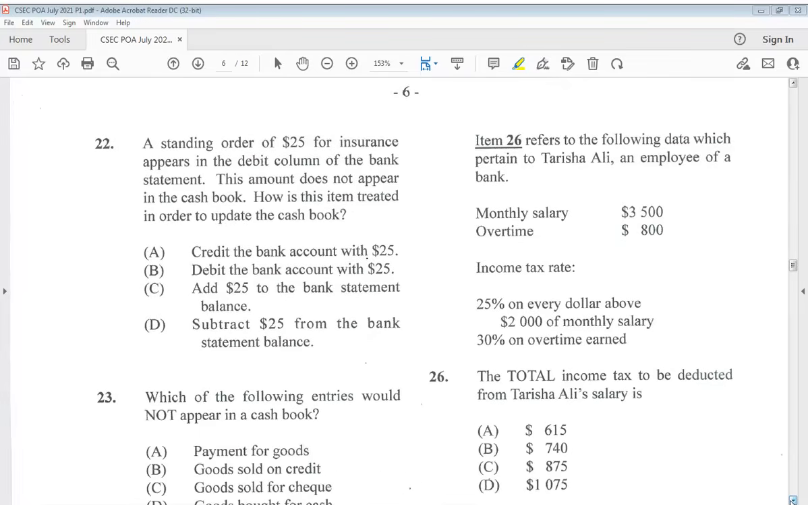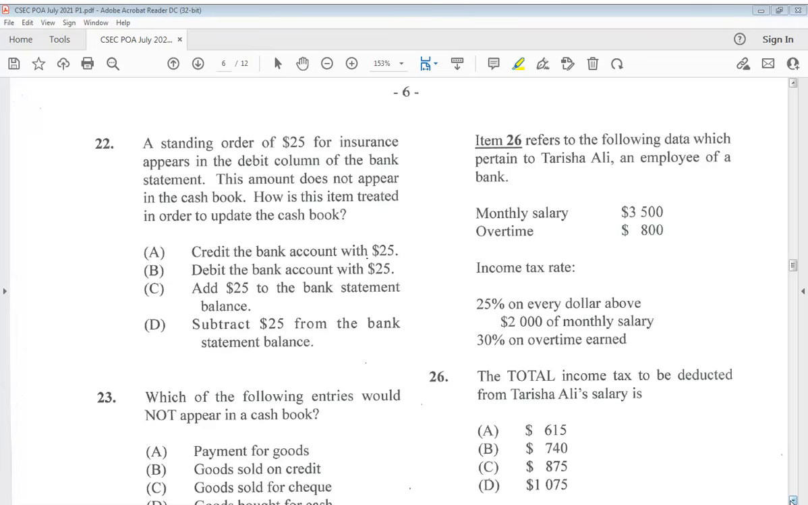Let's go to number 22. A standing order of $25 for insurance appears in the debit column of the bank statement. This amount does not appear in the cash book. How is this item treated in order to update the cash book?